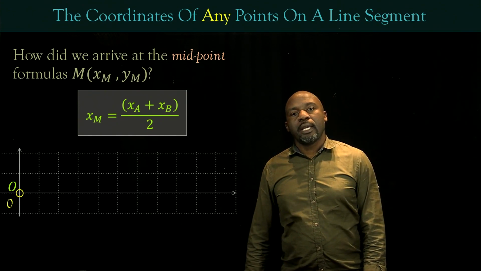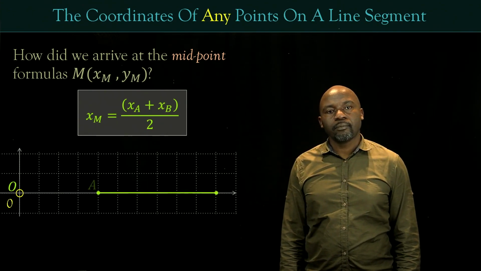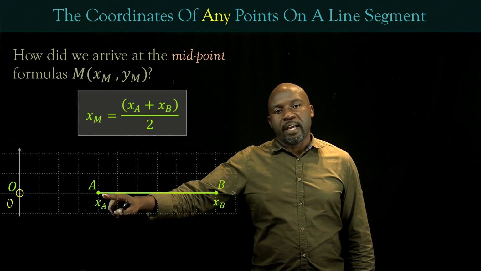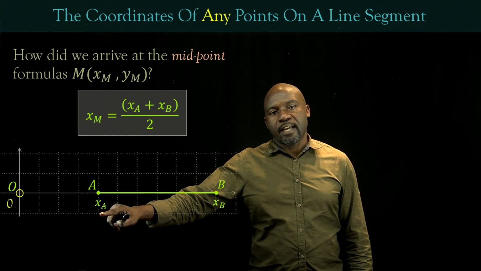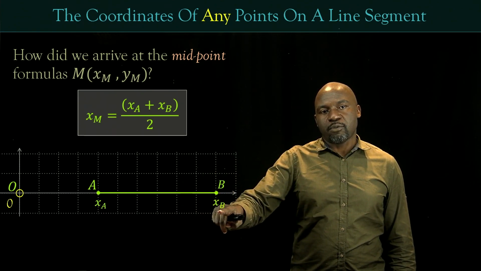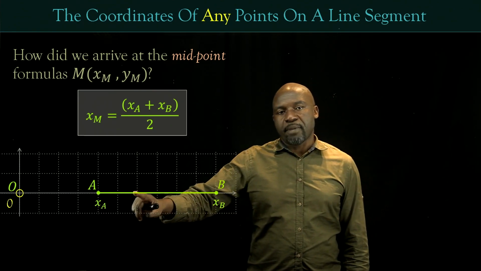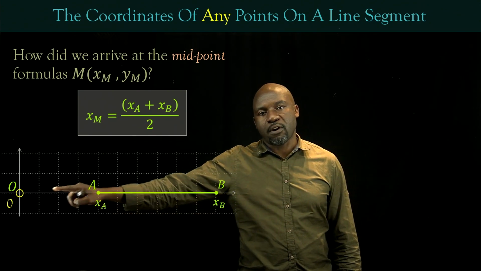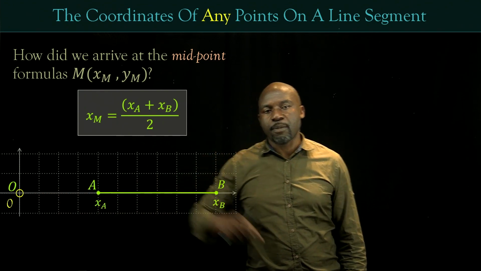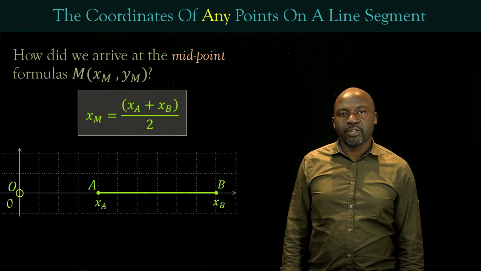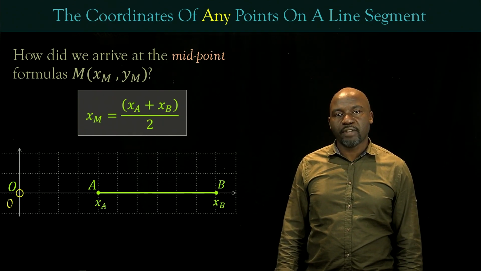Okay, here is a line segment. We'll call it AB. The x-coordinate at point A is XA, and the x-coordinate at point B is XB. Remember that the coordinate represents the distance of that point from the origin, the horizontal distance from the origin. So we know XA and we know XB.